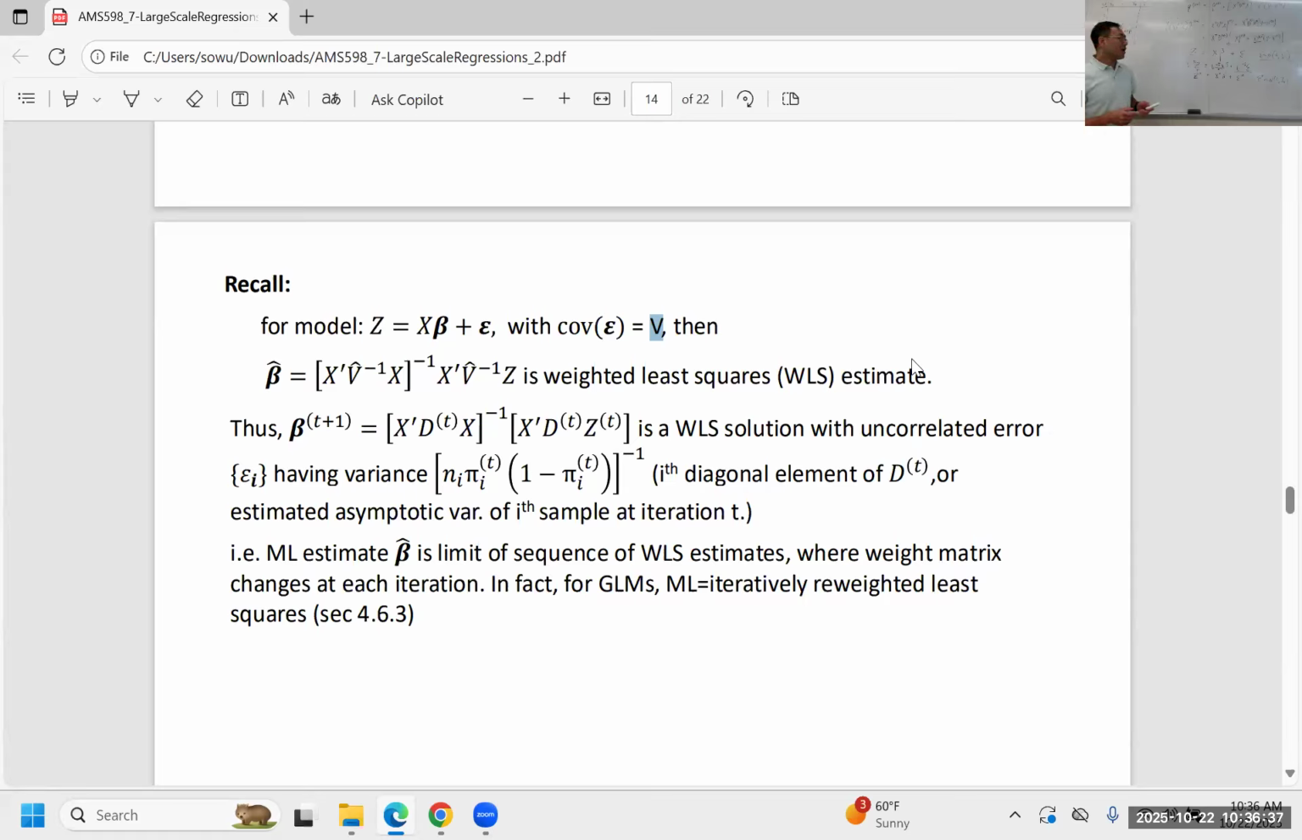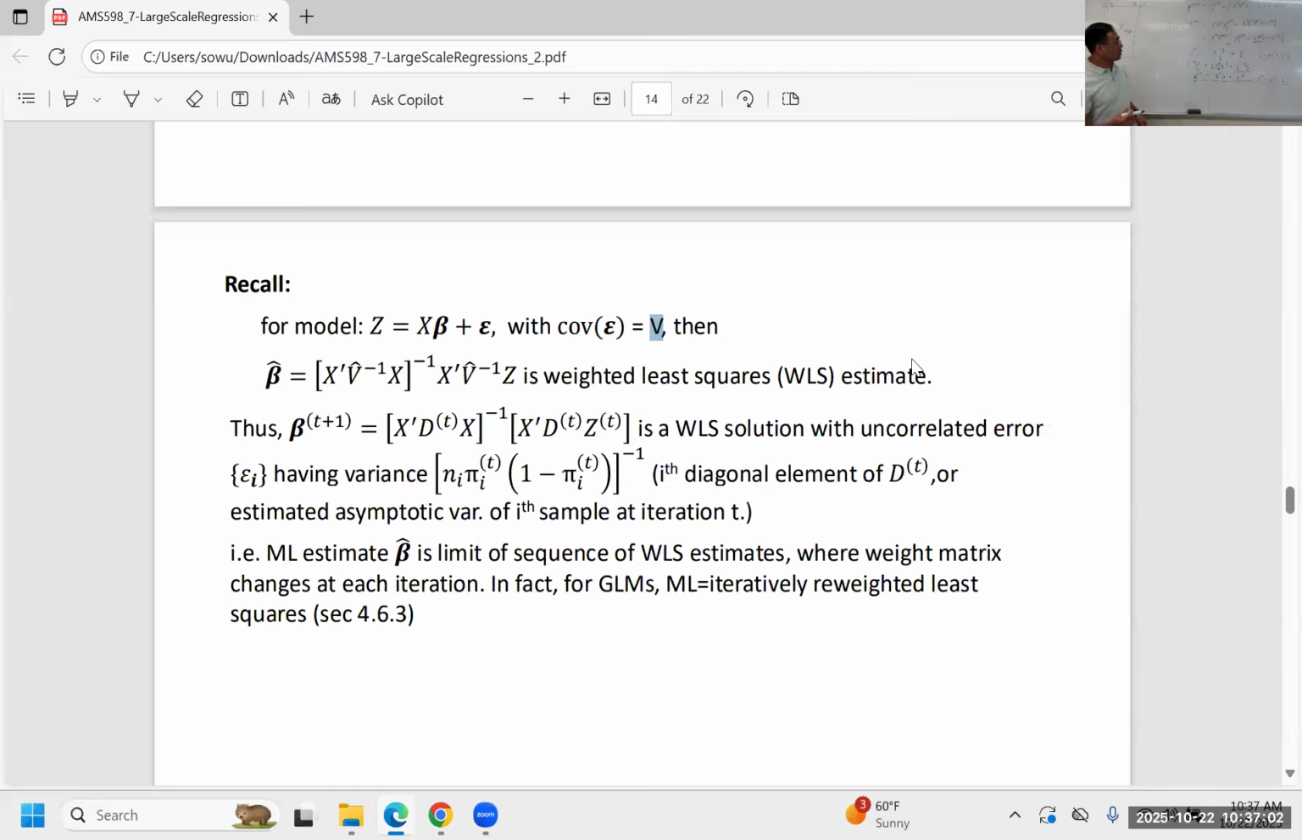If you know V, the covariance matrix of epsilon, and you multiply the inverse of V to the half on both sides, essentially you can end up with this. This is the star form. This essentially is a regular linear regression form.